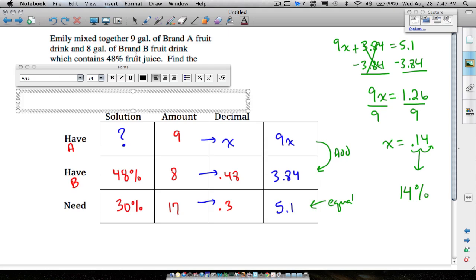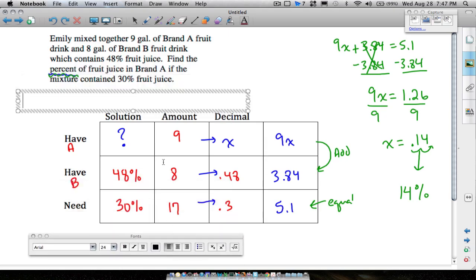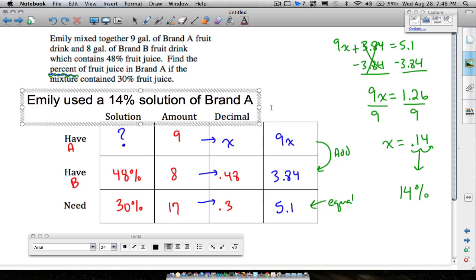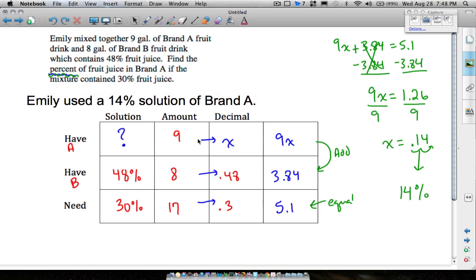That is what Emily needs, or that's what she used. So Emily used a 14% solution of brand A. That's our answer to that one. And again, that one's a little tricky because of the fact the ones we've done up until now, the first three, we were finding some type of amount, but here we had to find the actual solution. So be careful with it.